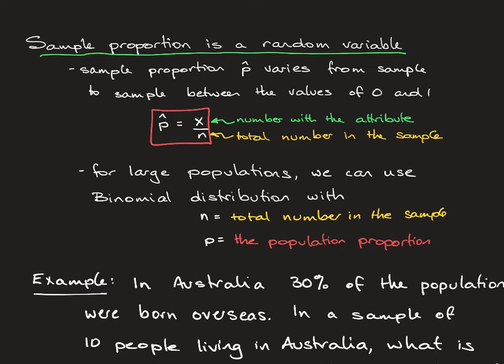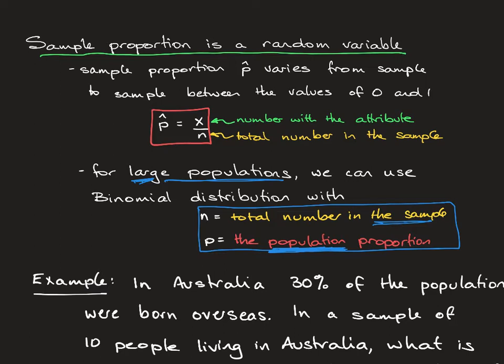You also need to know that for large populations, we can use a binomial distribution with n as being the number of items in the sample and p being the population proportion, so the proportion of members of the population that have the attribute that you're looking for, the characteristic that you're looking for.